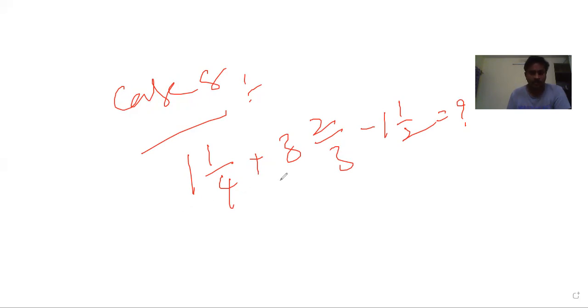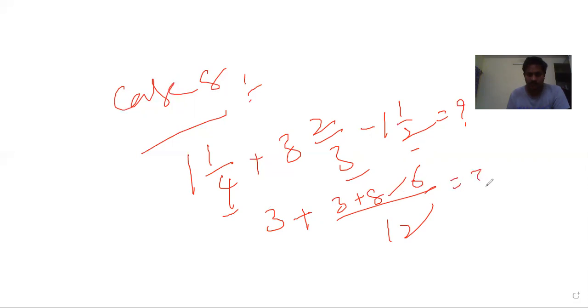Now here 1 plus 3 is 4, 4 minus 1 is 3, plus here 4, 3, 2, LCM is 12. 4 divides 3 times, 3 divides 4 times, 4 2s are 8, 2 divides 6 times, 6. 3 plus 8 is 11, 11 minus 6 is 5, 5 by 12. So in this way we solve mixed fraction additions and subtractions.